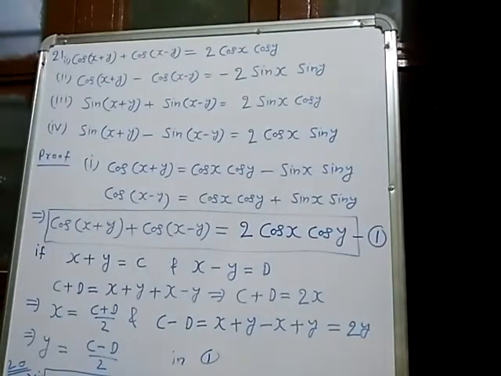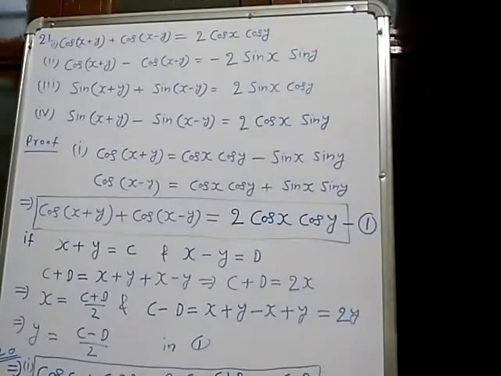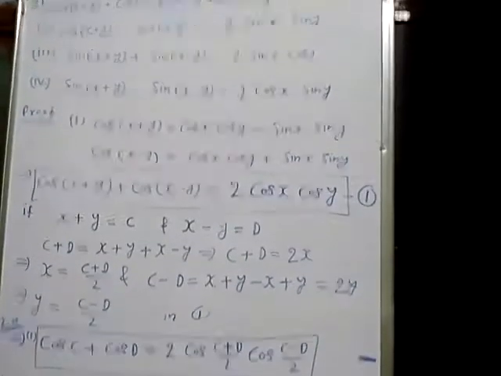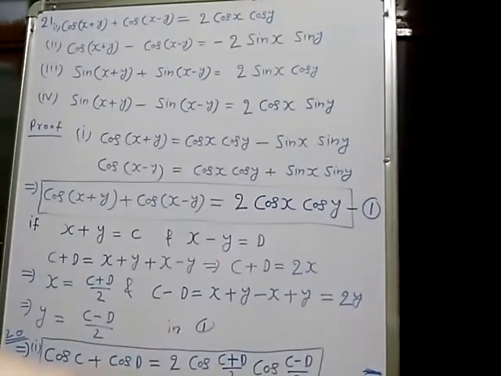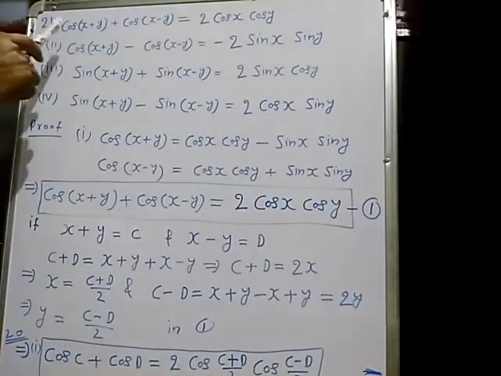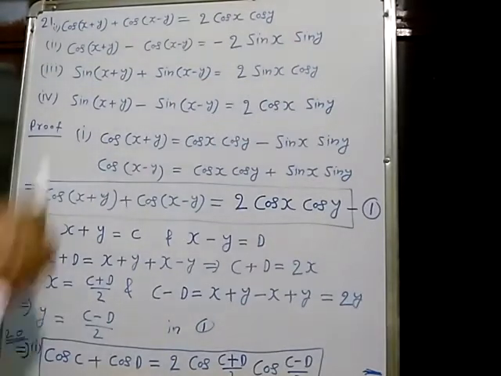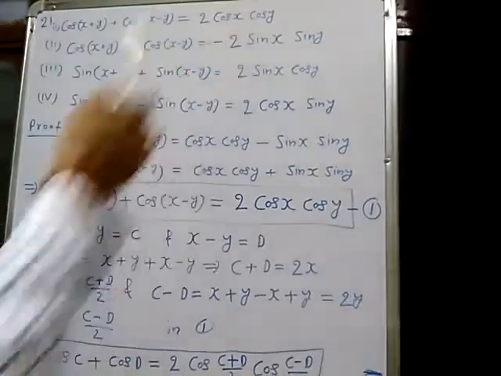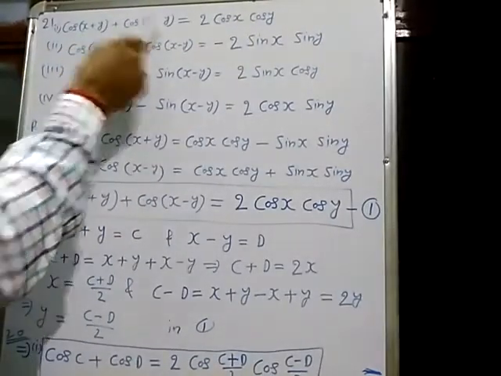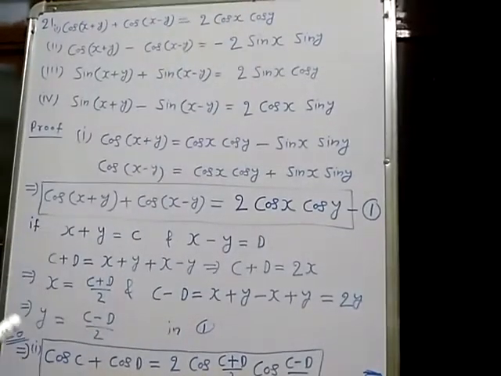So students, here you can see I am going to explain this identity. Already you know that cos(x+y) + cos(x−y). Already I have explained this identity earlier. This is given as property number 21 in the NCERT book. You need to learn these identities. Cos(x+y) + cos(x−y) is equal to 2 cos x cos y.